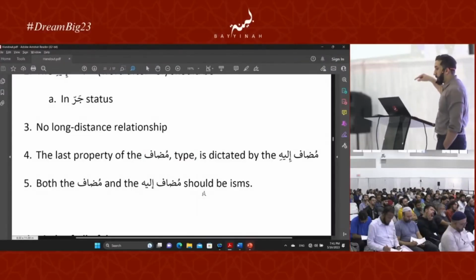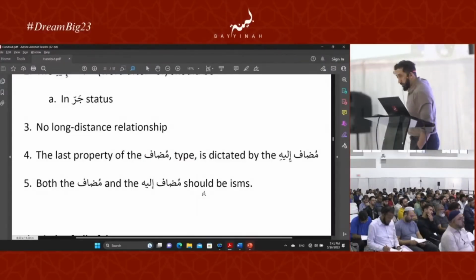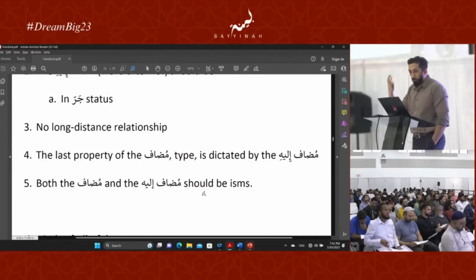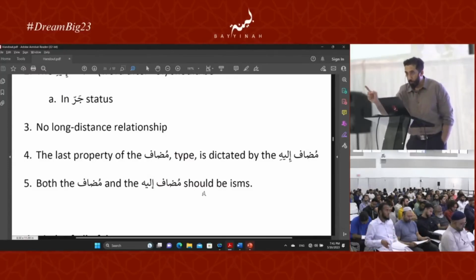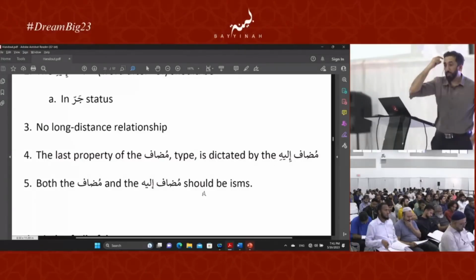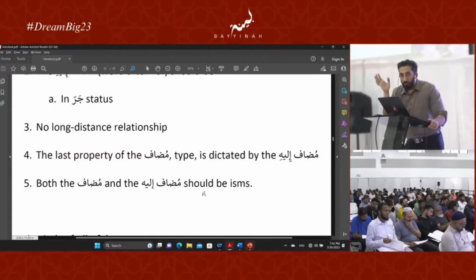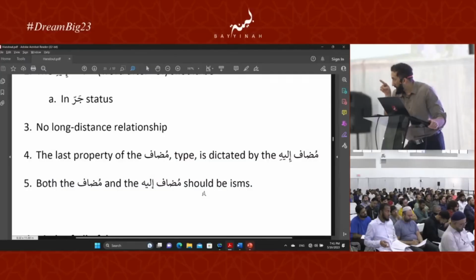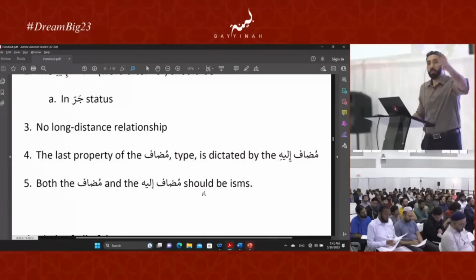Now go back to these notes. The last property of the mudaf, type, is dictated by the mudaf ilayh. Is that making sense now? Okay. 3 properties you can tell. The 4th one, you got to go to the mudaf ilayh. Is that true for every ism? For every ism, you can only tell 3 properties? No, that would be selective listening. Which ism is only able to give you 3 properties and not give you the 4th one? Only mudafs have that problem. Mudaf has the problem of saying, listen, go ask mudaf ilayh, then come back to me.